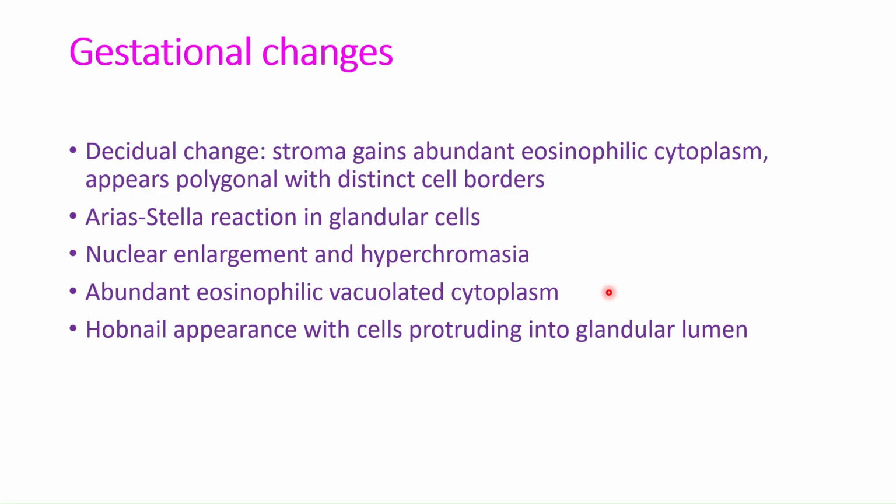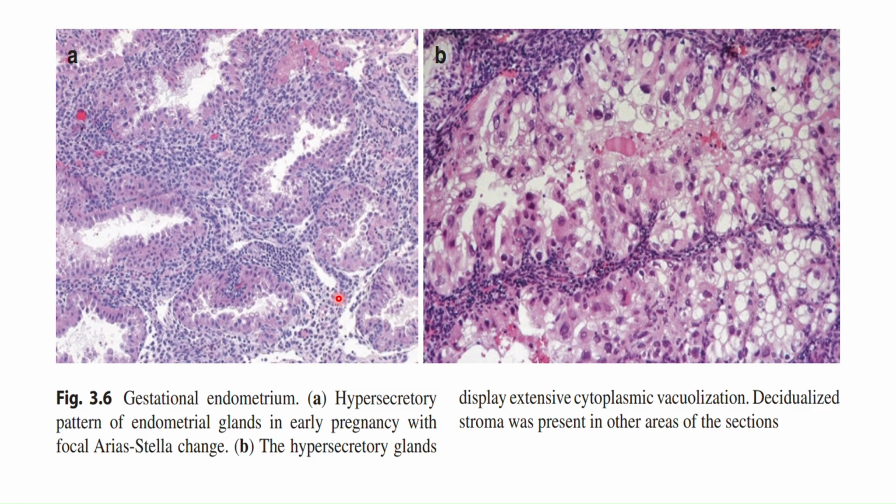Now, the second important thing is to see gestational changes, where decidual change is present. In this, stroma gains abundant eosinophilic cytoplasm, where it appears polygonal with distinct cell borders. There is Arias-Stella reaction in glandular cells, nuclear enlargement and hyperchromasia, abundant eosinophilic vacuolated cytoplasm, and hobnail appearance with cell protruding into the glandular lumen. So this is hobnail appearance, where nucleus is protruding in the lumen.